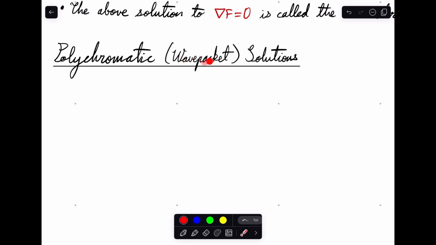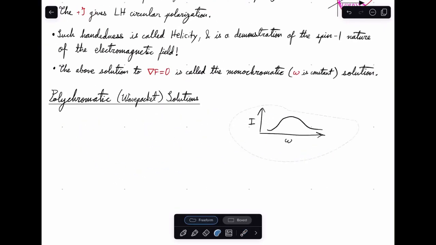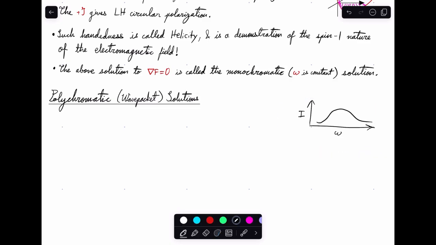And why they can be called a wave packet is because you end up with an integral, so you're summing over, so you have a lot of them. It would look like, if this were your intensity, and this right here is omega, it looks like there's a little wave packet. So that's why when you have multiple colors, it looks like this, and it's called a wave packet solution.